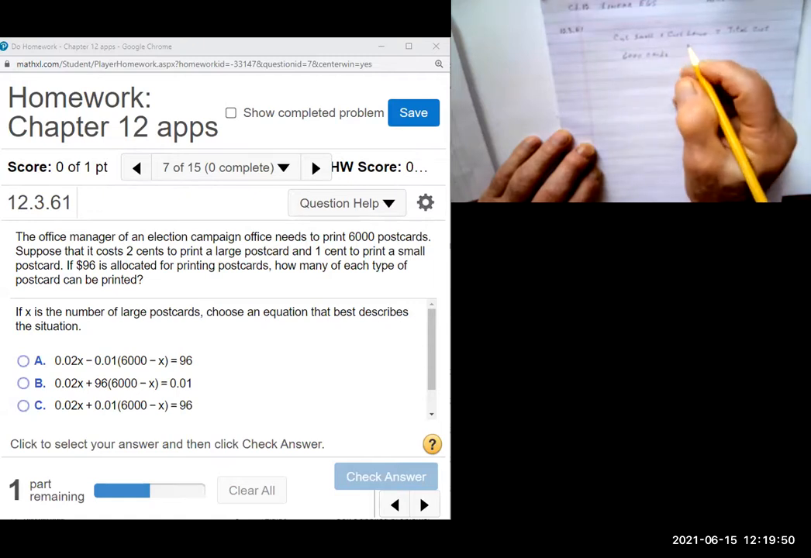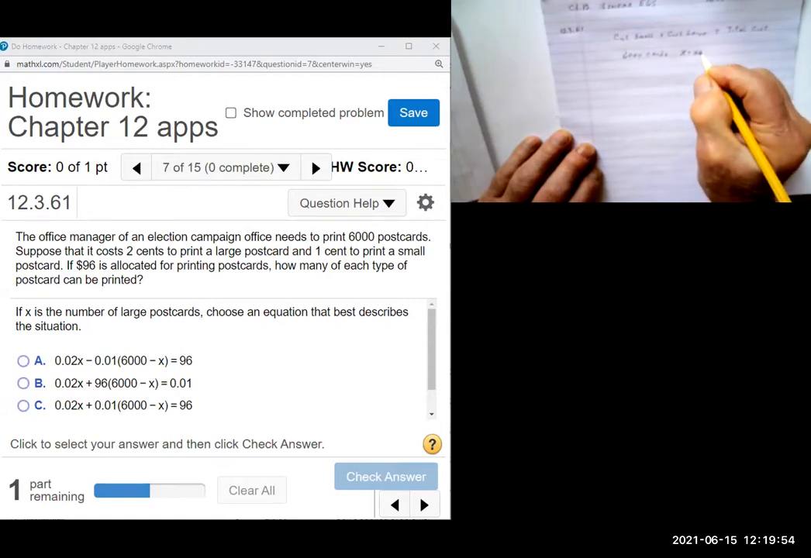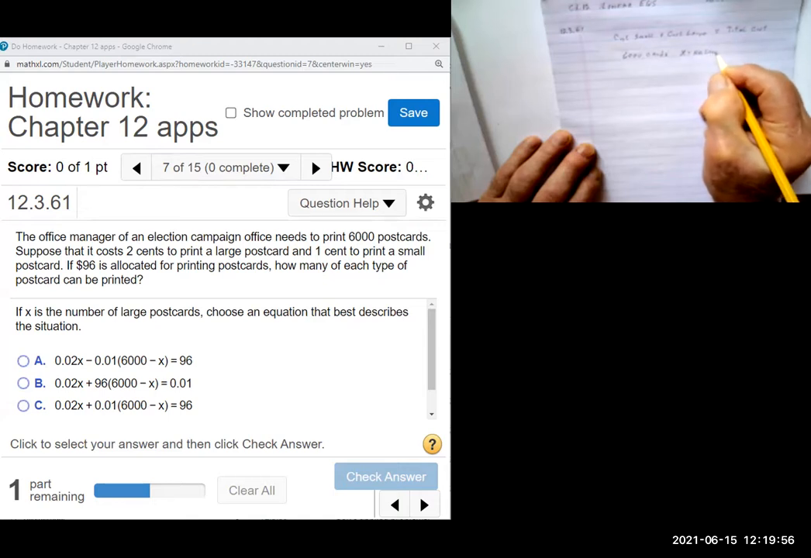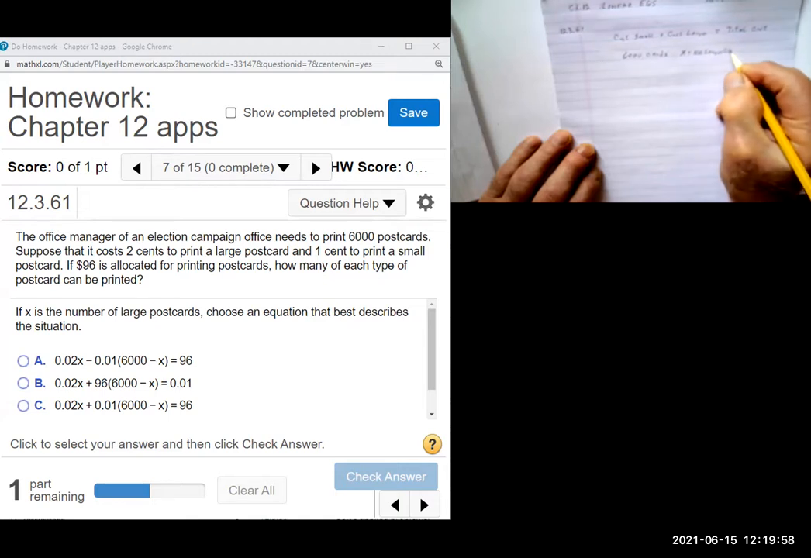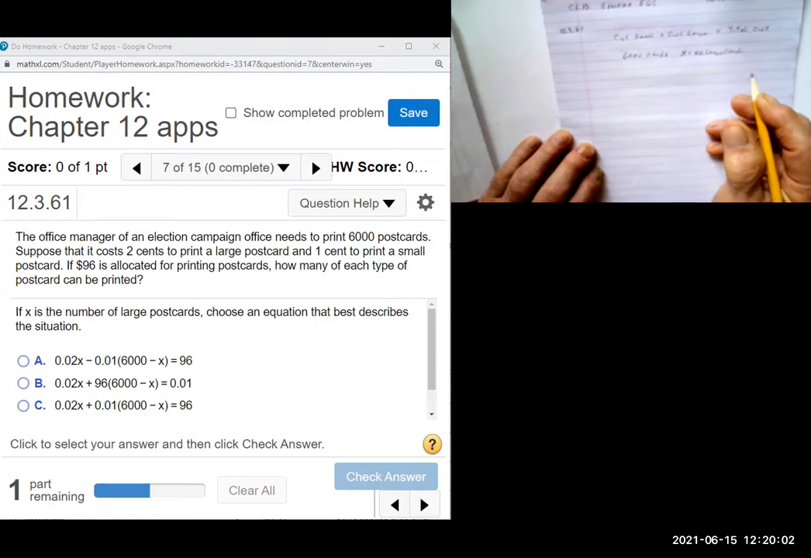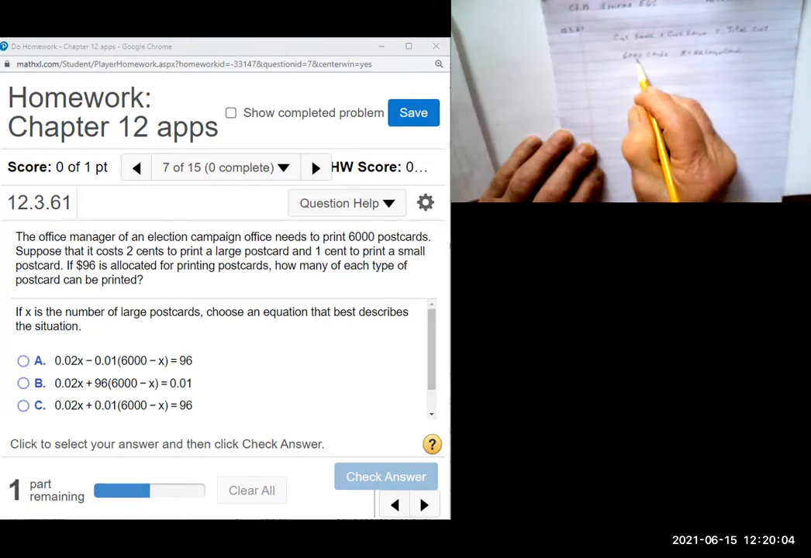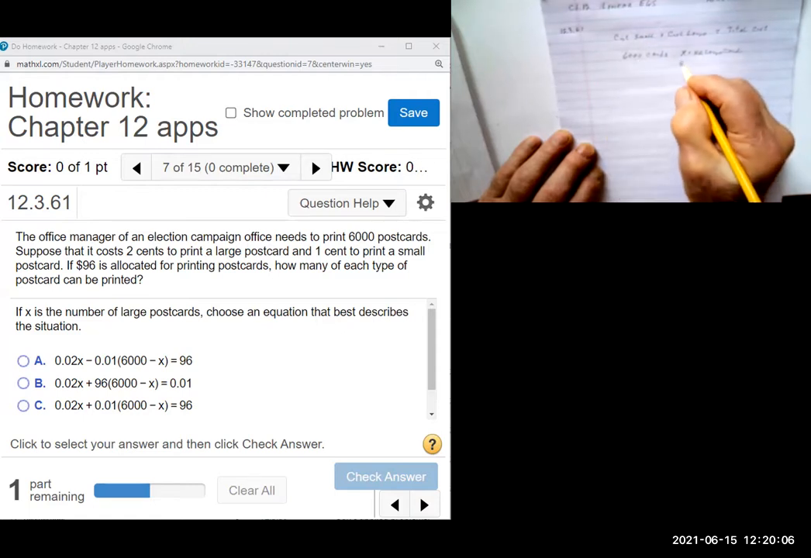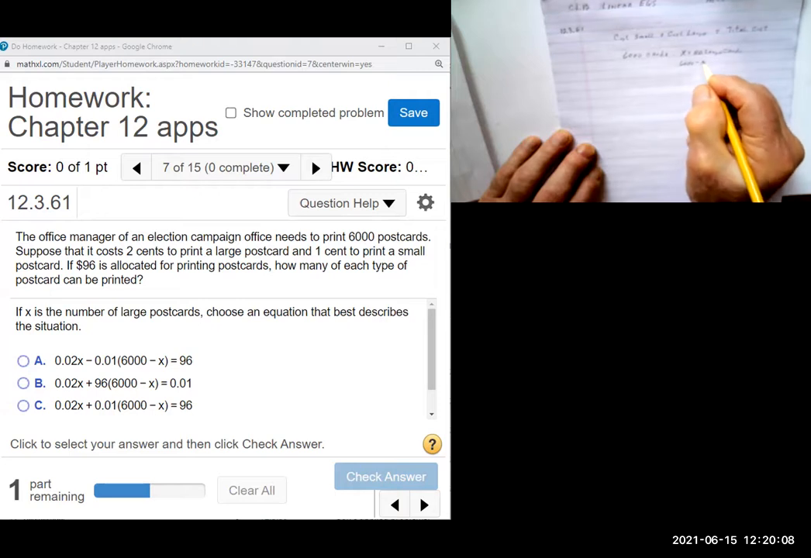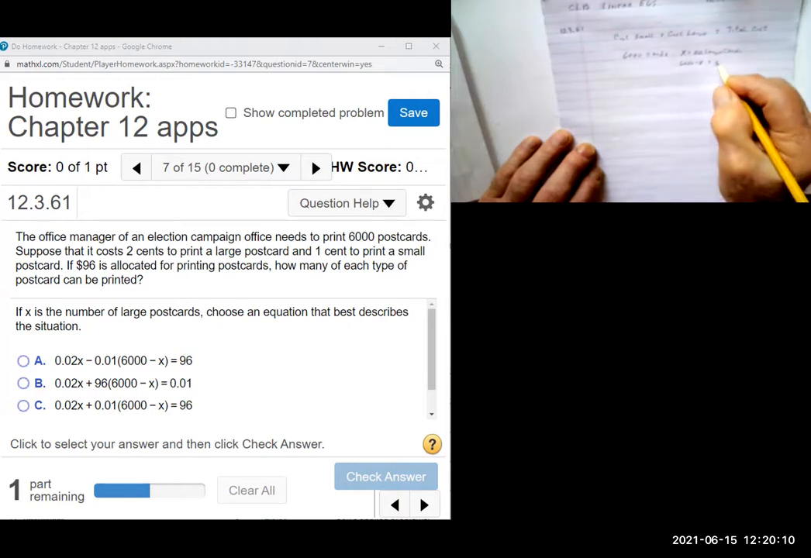Let's say X is the number of large cards. We don't want to use another letter for small cards, but because we know there are 6,000 cards, then there must be 6,000 minus X for the quantity or number of small cards.